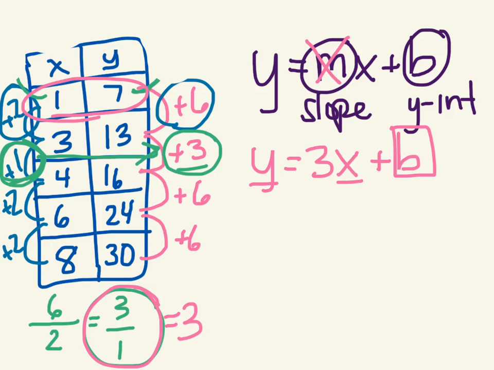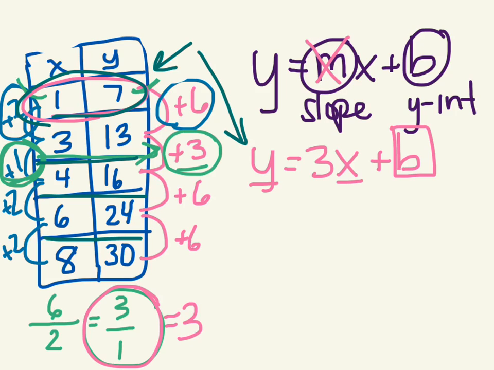So in place of the x and y, I'm going to pick an ordered pair, which I picked 1 and 7. You could pick 3 and 13, 4 and 16, 6 and 24. I'm going to pick the x and y right here at the top to put into my equation. So I'm going to say, okay, when y is 7, and I'm just copying this down, when y is 7, I know that x is 1.